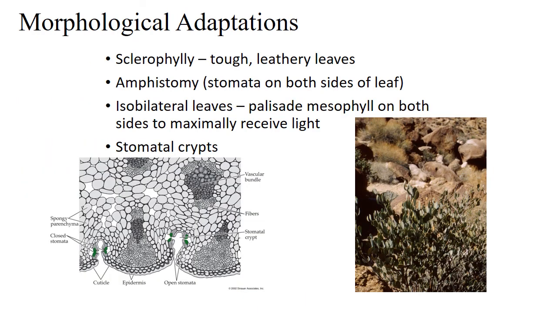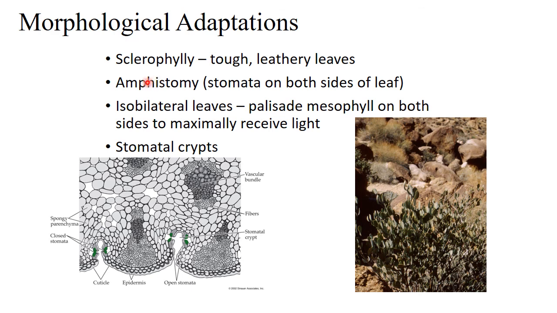In addition to whole plant and physiological adaptations, we may also see morphological adaptations to drought. And these are mainly adaptations of the leaves. So one example is sclerophyll. Sclerophyll or sclerophilic plants are plants that have very tough leathery leaves, so it just reduces water loss through that kind of thick, waxy or leathery cuticle.